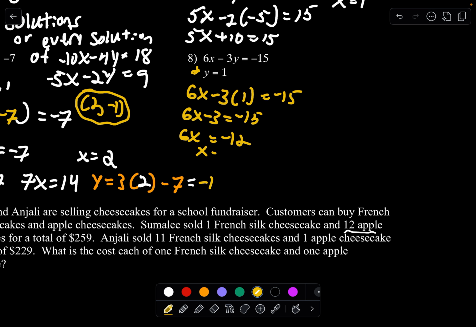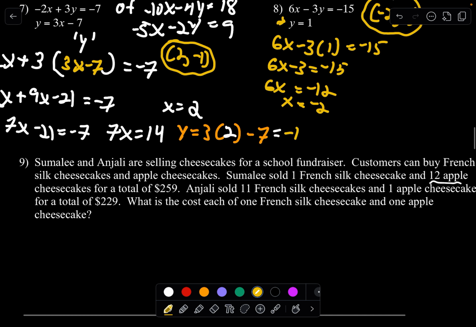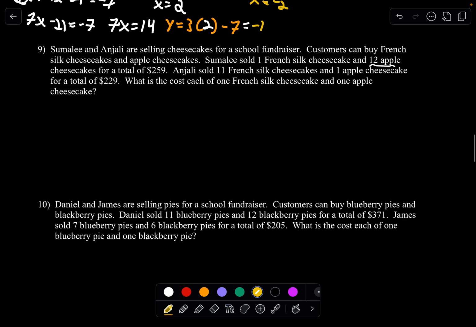Divide by 6, you get x equals negative 2. So your solution would be negative 2 comma 1. All right? Now, for 9 and 10, the hard part of this is coming up with the system. But these are fairly straightforward.